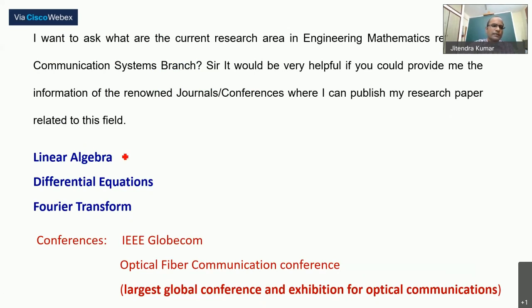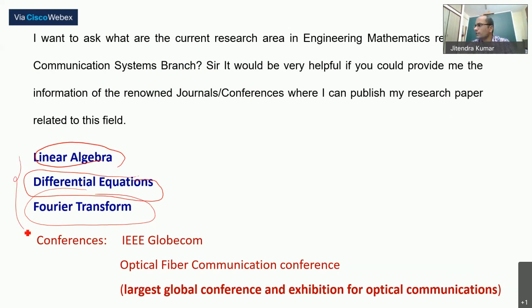Linear algebra is very important, and also differential equations, because most of the models finally turn up as a differential equation, and the Fourier transform is the most important in communication problems. These are the fundamentals which are a must if you want to really do some research or go for higher study in communication systems. All these three topics are very much covered in our basic mathematics.